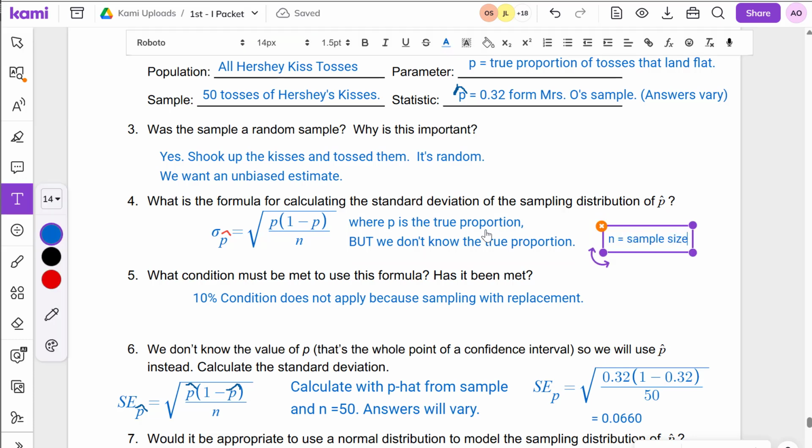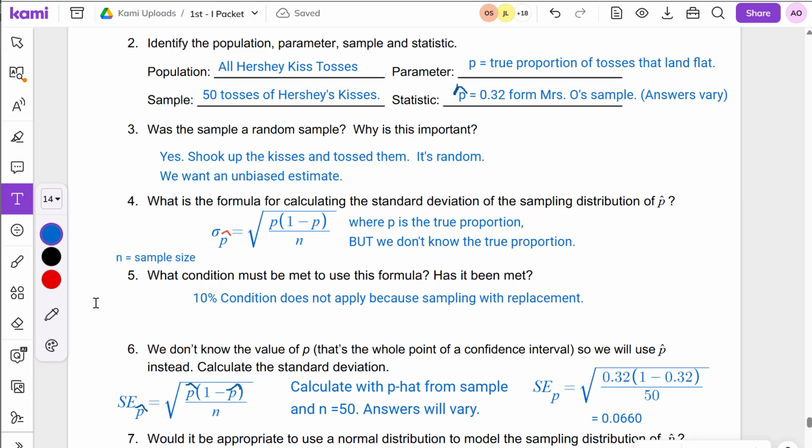What condition must be met to use this formula? Has it been met? So the 10% condition usually has to be met, and the 10% is for sampling without replacement. But it's not like I'm tossing one Kiss and then leaving it alone and saying, oh, you're a flat Hershey's Kiss. It's more like dice. So we're sampling with replacement, so the 10% condition does not apply.